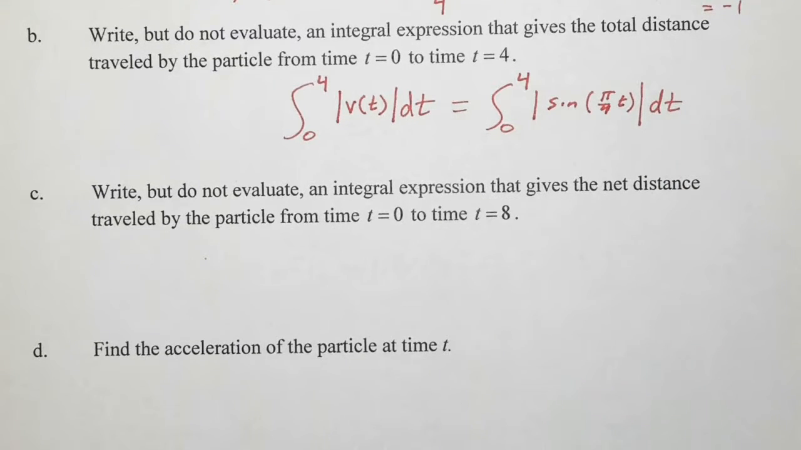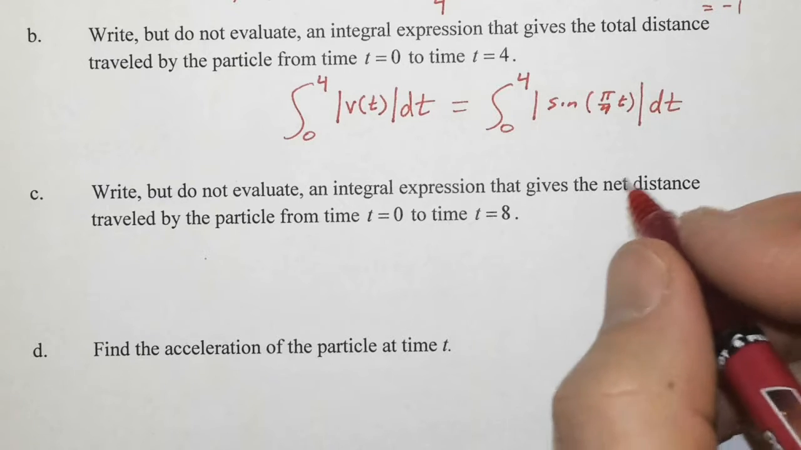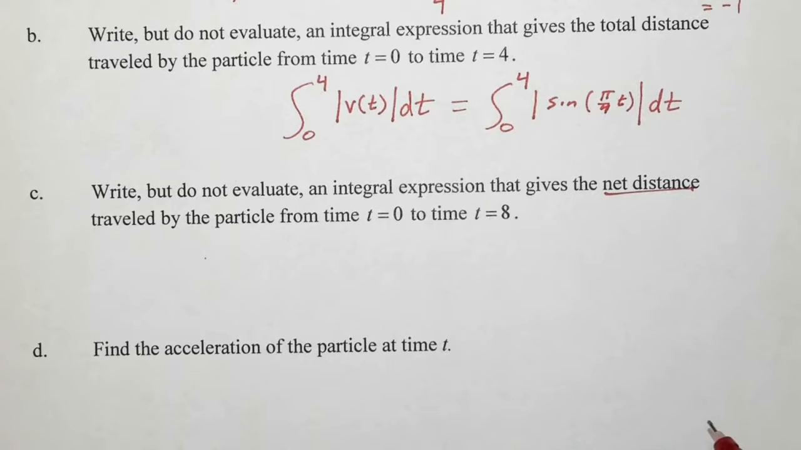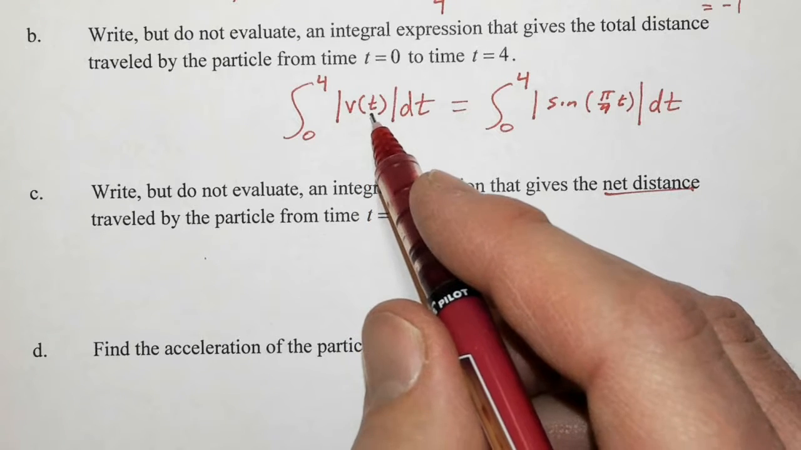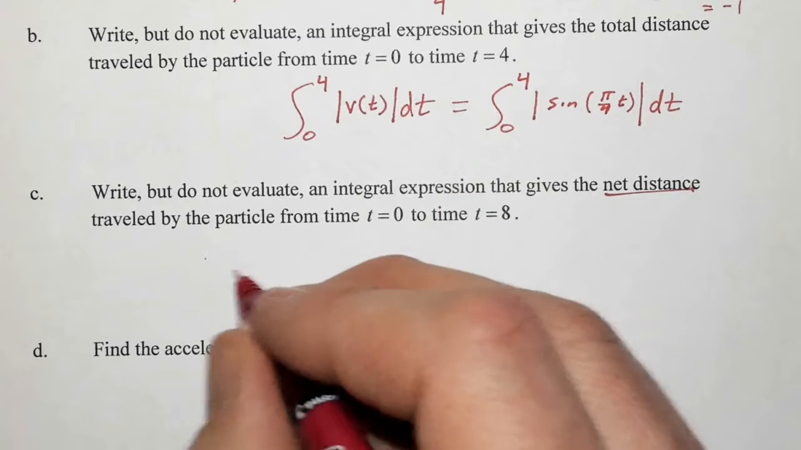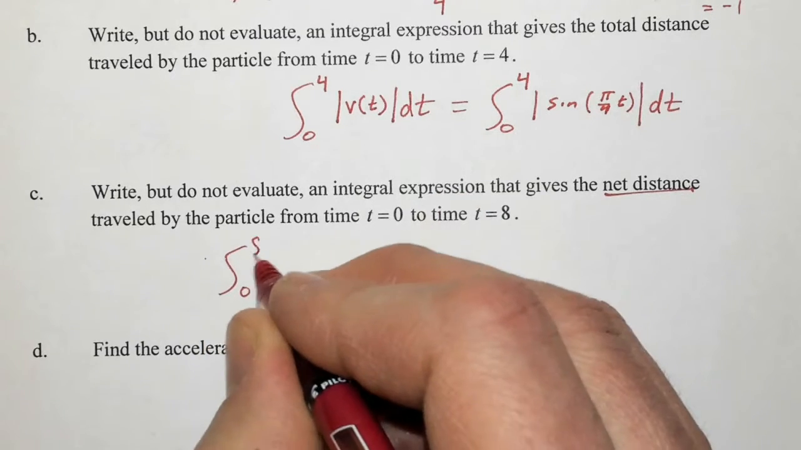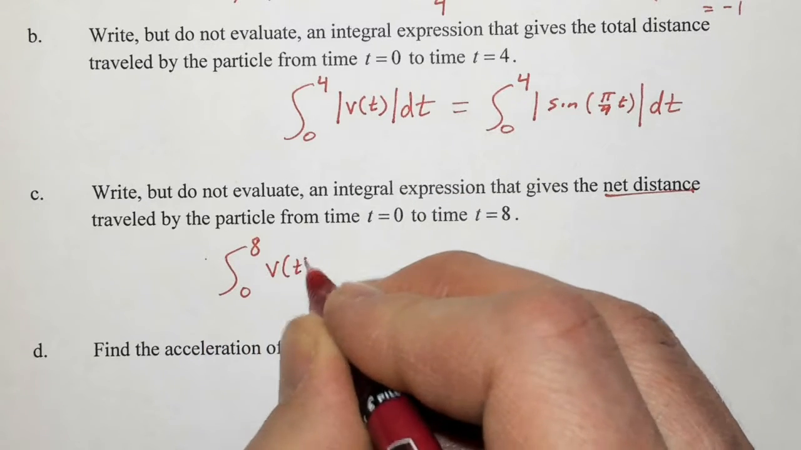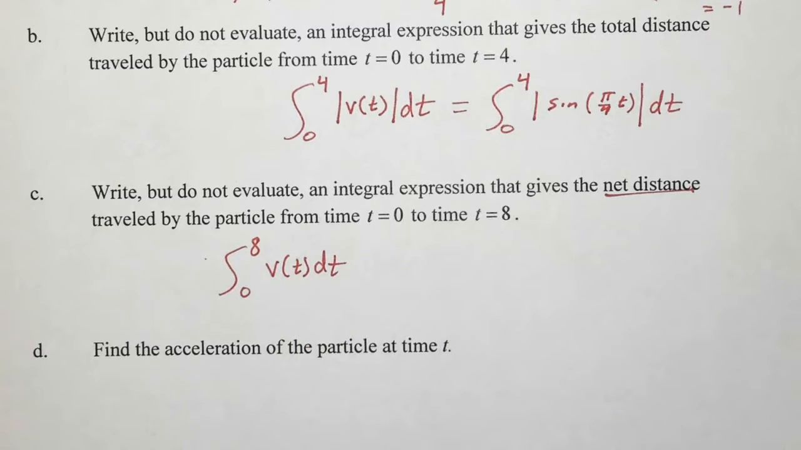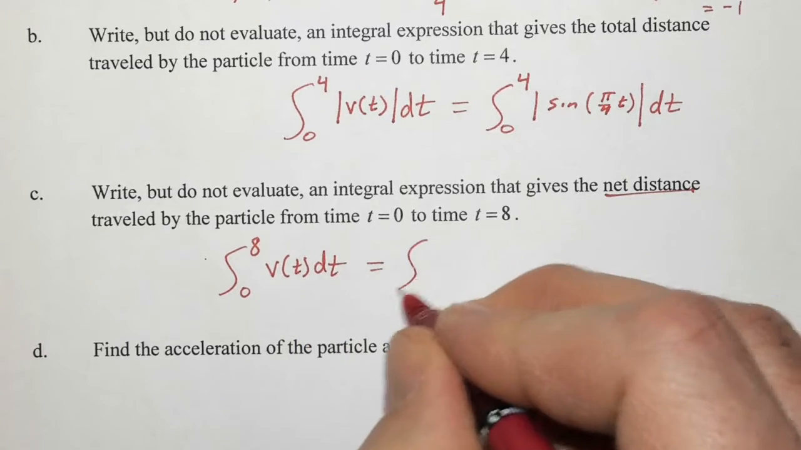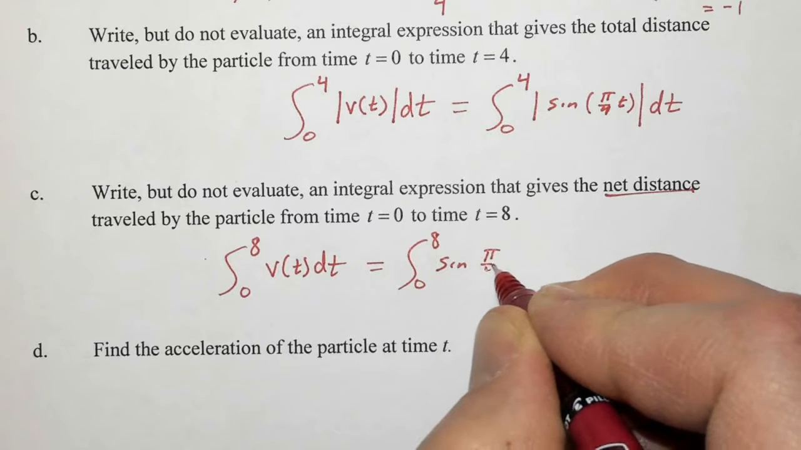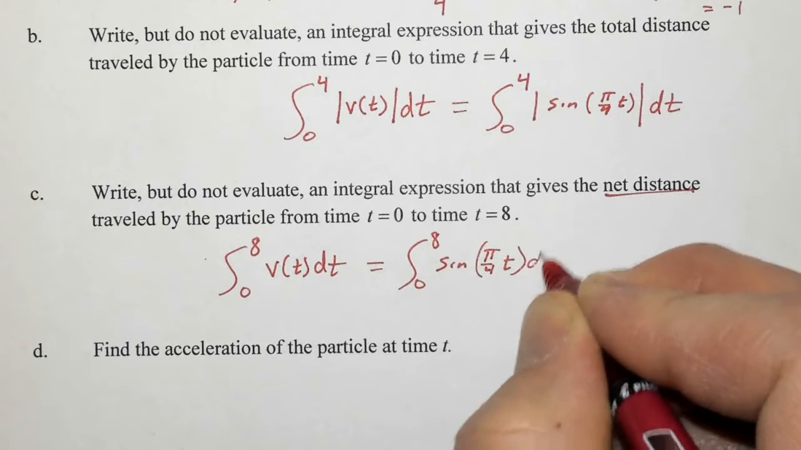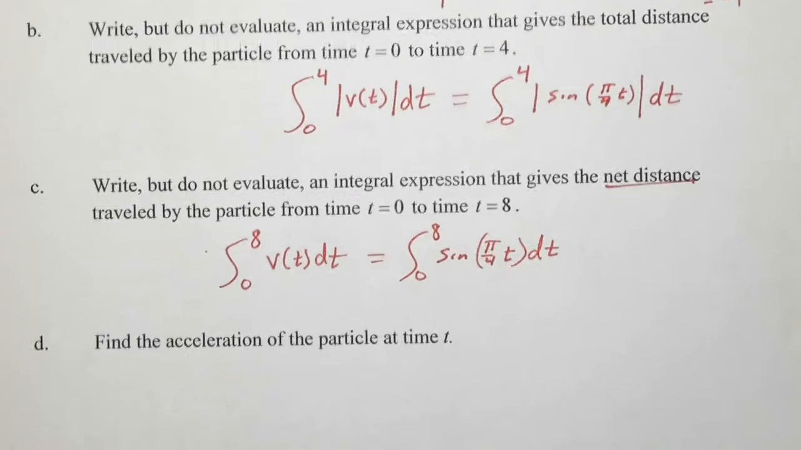Part C, write but do not evaluate an integral expression that gives the net distance. Now for net distance, it's okay for our velocity function to be negative and for us to count it as a negative value. With total distance, we want everything to be positive. Net distance, 0 to 8, is just our velocity function. No absolute value. So this works, or you could have the integral from 0 to 8 of sine of pi over 4 t dt. Either one of those works.